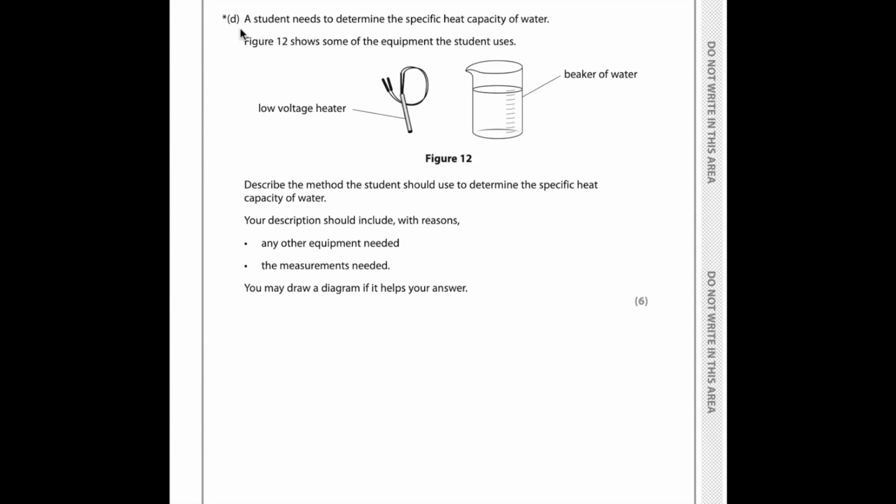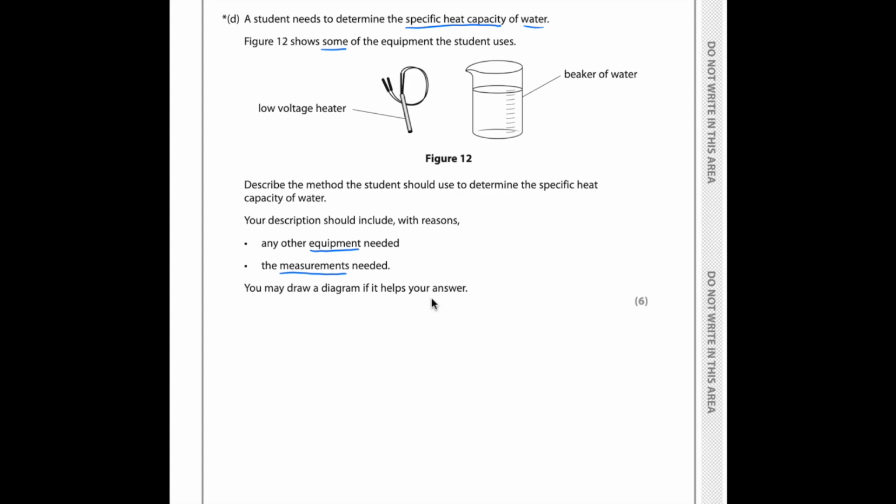Part D, the last question. It's our 6-mark question. A student needs to determine the specific heat capacity of water. Figure 12 shows some of the equipment the student uses. Low voltage heater and a beaker of water. Describe the method the student should use to determine the specific heat capacity of water. Your description should include, with reasons, what other equipment needed and the measurements needed. You may draw a diagram if it helps you answer.